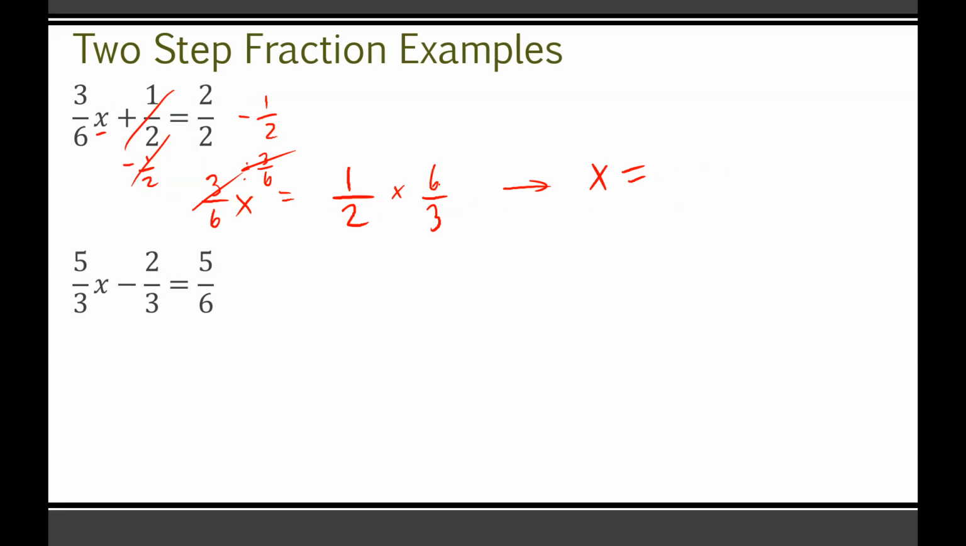That's going to equal 1 times 6, which is 6, over 2 times 3, which is also 6. Nice thing about this one is 6 over 6 is just equal to 1. So in other words, 1 is going to be our answer for this one.